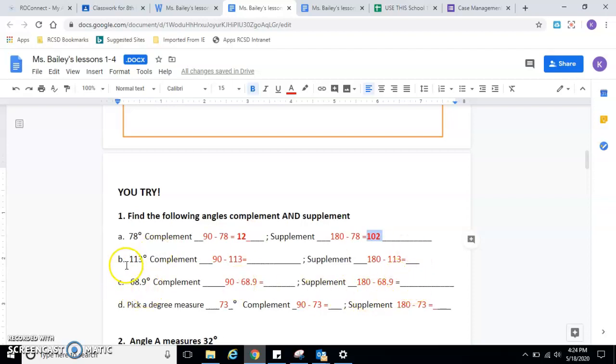Again, same thing here. Finding the complement and the supplement. All right, this last one, you got to pick a degree measure. I picked 73. Doesn't matter, whatever you pick. And then again, find a complement, find a supplement.